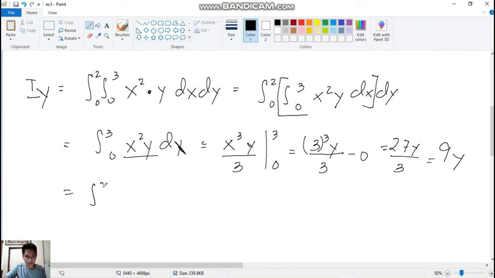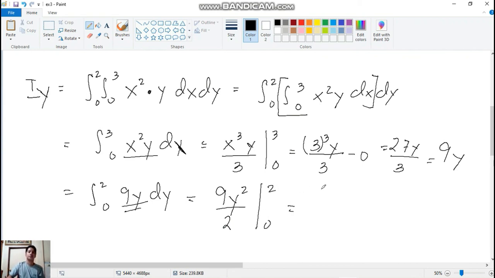So the integral of 9y dy. We're going to get the antiderivative of 9y, which is 9y squared all over 2. The values of y are 2 and 0. So it will become 9 times 2 raised to 2 all over 2. 2 raised to 2 is equal to 4. 9 times 4 is 36, divided by 2 is 18.